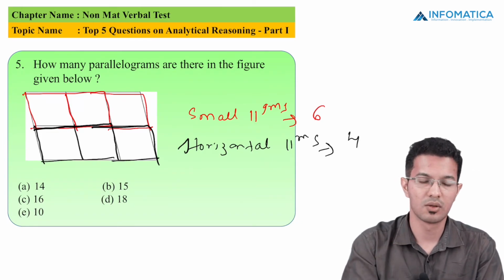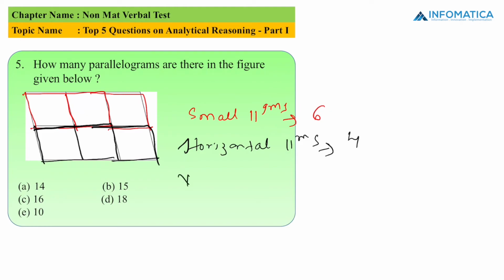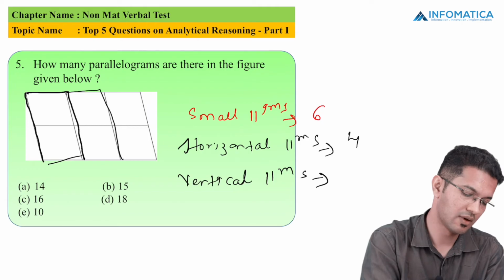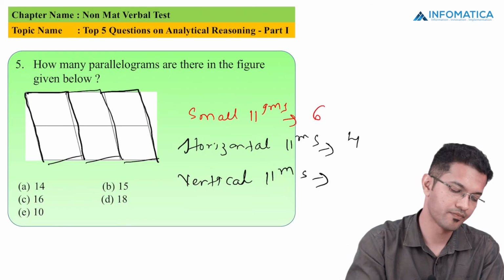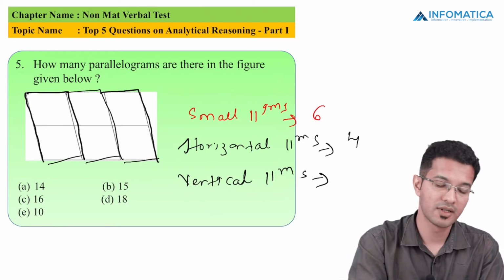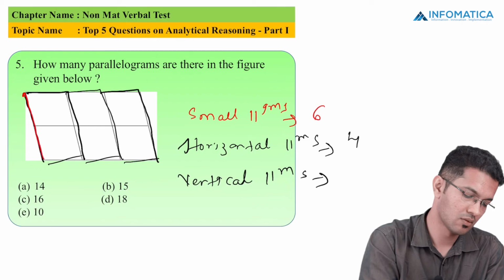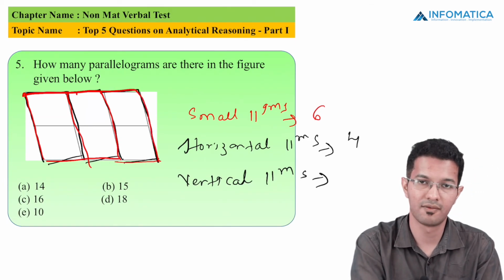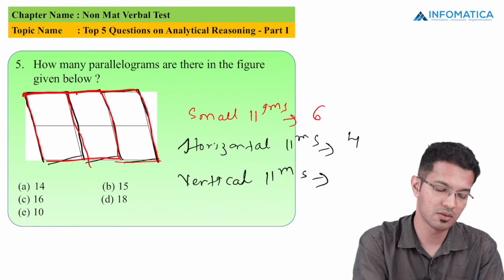Now let's go for the vertical ones. So this will be 1, then we have 2, and then we have 3. After that, we are having 4, then we are having 5. So total we are having 5 vertical parallelograms.